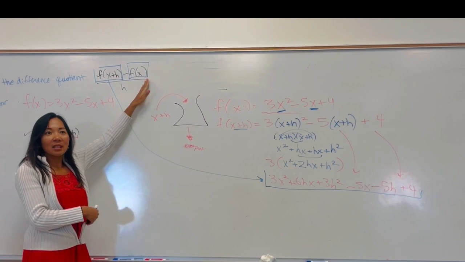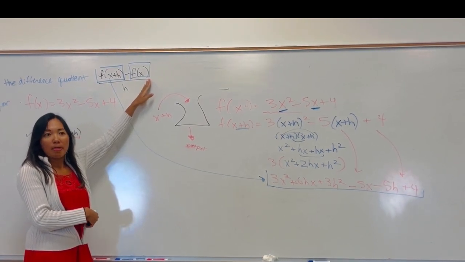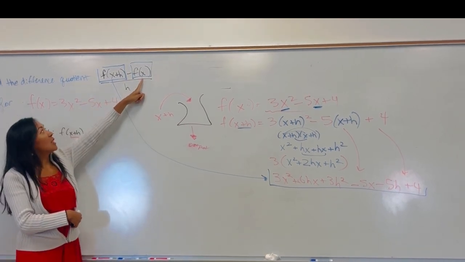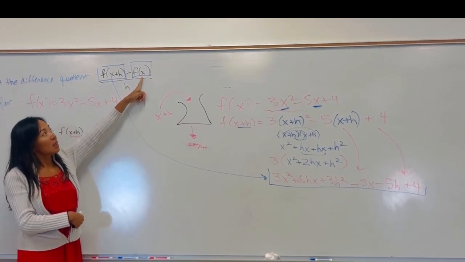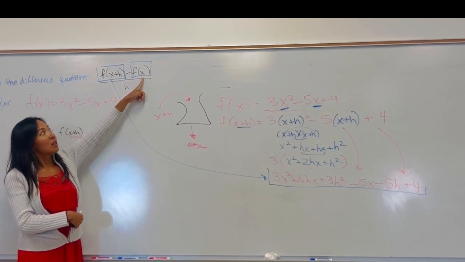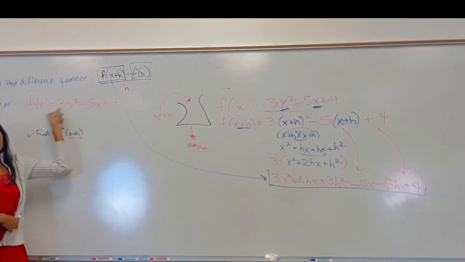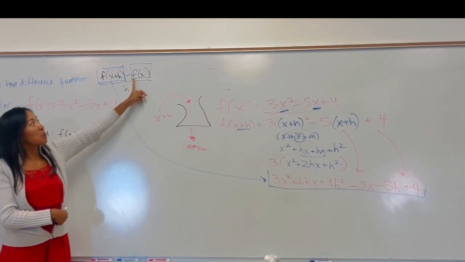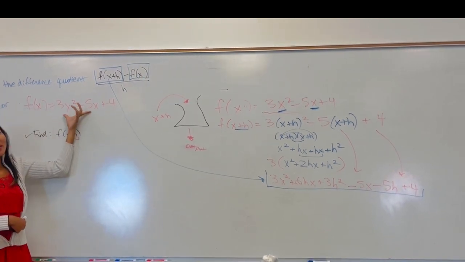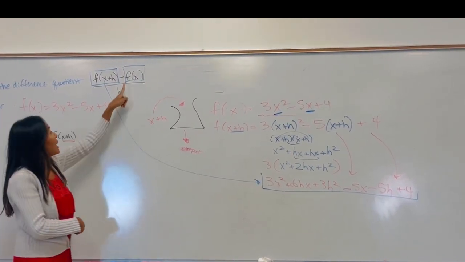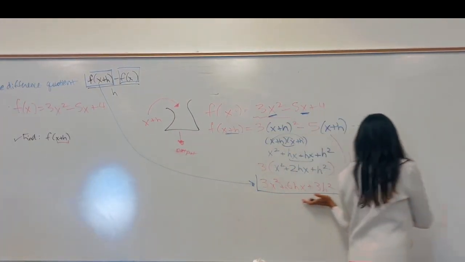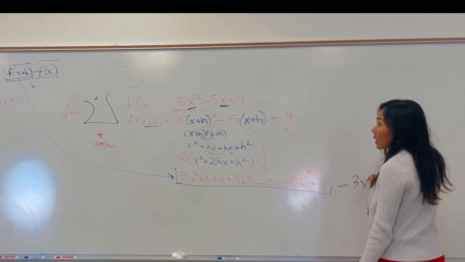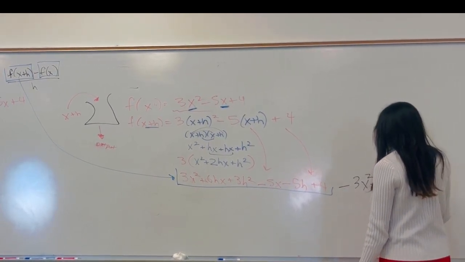What is the f of x in this problem? F of x is just a function. What is the function? 3x squared minus 5x plus 4. Great, the function is given to us, right? So this is just saying, hey, the function is this, just put an x in there. So you just put x back in there and it's just itself, right? So I subtract this. So here's the blue part, right? This is f of x plus h minus 3x squared minus 5x plus 4.